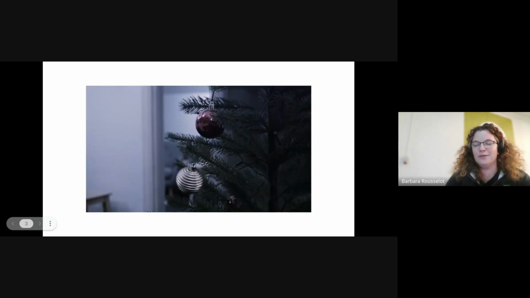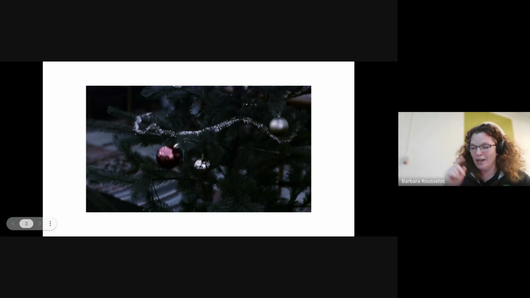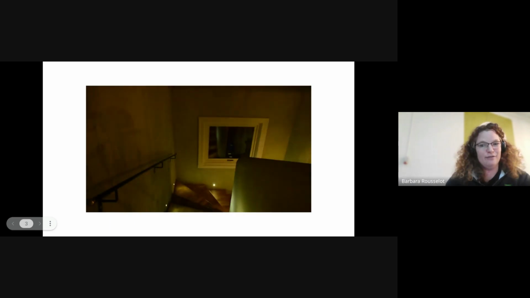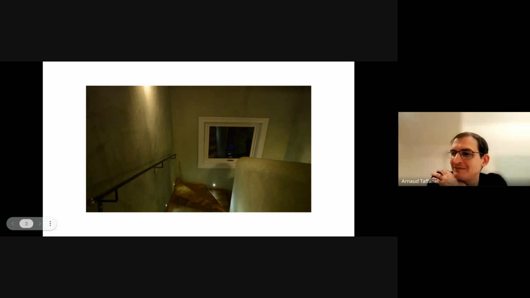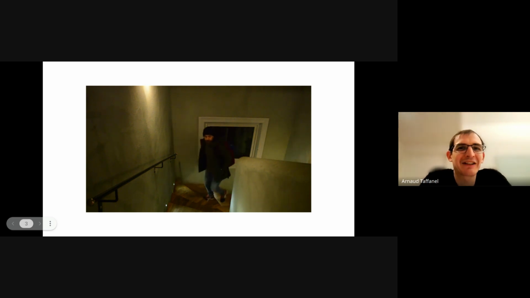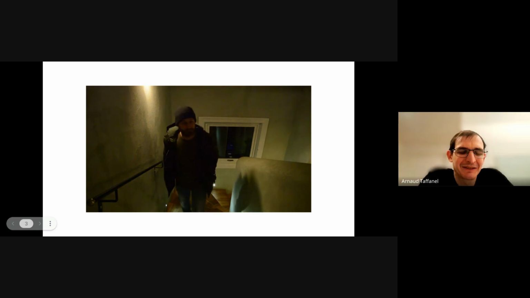My first question when I see this is how many balls actually broke and fell? Like how is there a tree covered in bulbs? No, I don't think we broke any. Actually, I can't remember we broke any. Okay. They're surprisingly durable.